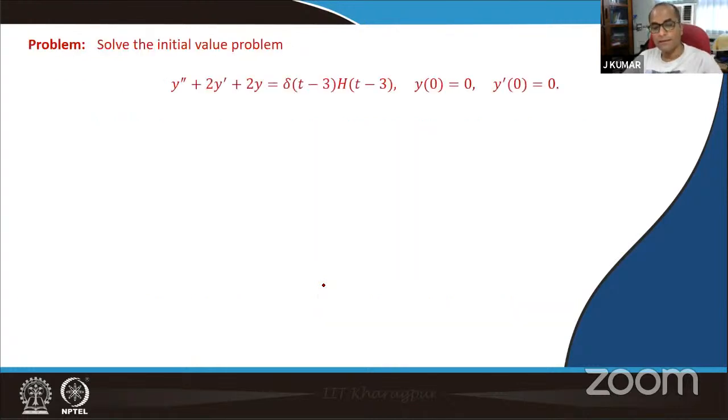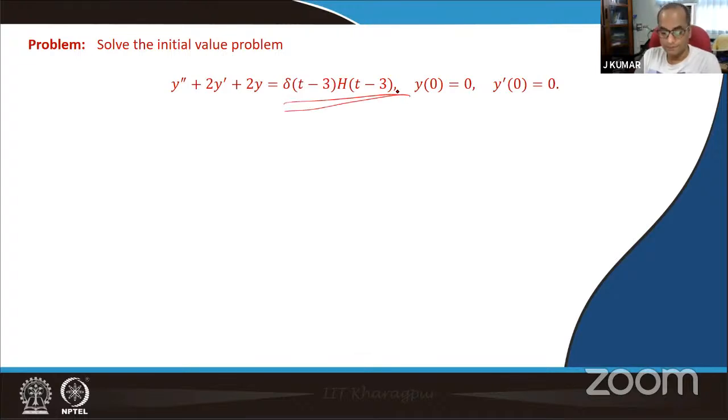Well, so this is the one problem on an ordinary differential equation. We have the double derivative term, the first derivative term, and the term without a derivative. And the right hand side, as you see here, is a delta function, delta(t minus 3) and h(t minus 3). Such problems are very easy to solve using the Laplace transform, though without it they may be very, very difficult.